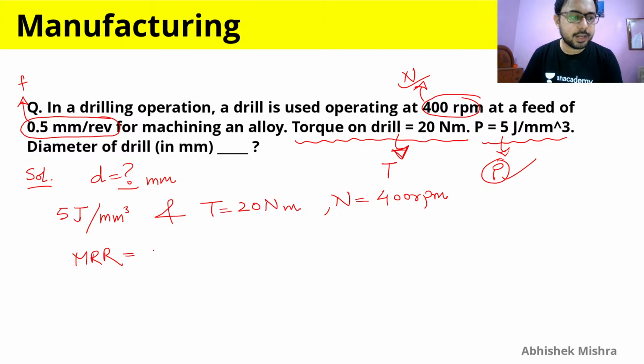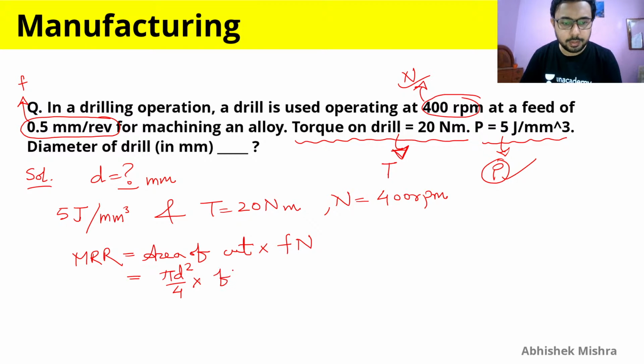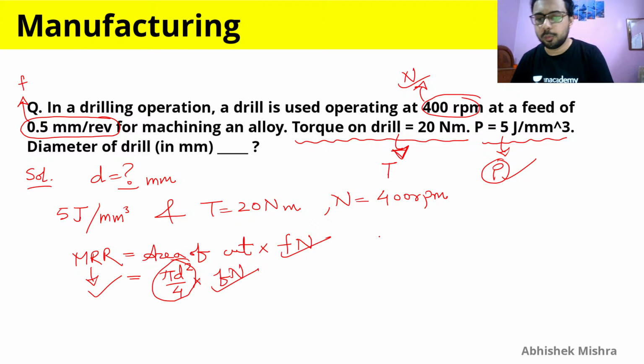So material removal rate is area of cut into Fn, the feed rate. The area of cut will be pi d square by 4 into Fn. This Fn we know, we just have to find the area of cut, and for this we have to calculate MRR, the material removal rate. And here we can calculate the material removal rate by another formula, that is, material removal rate is equal to power divided by the specific energy, 5 joule per mm cube.